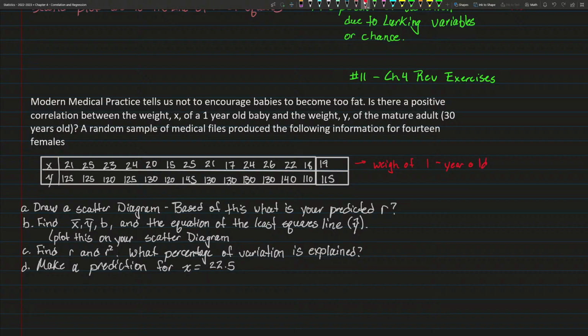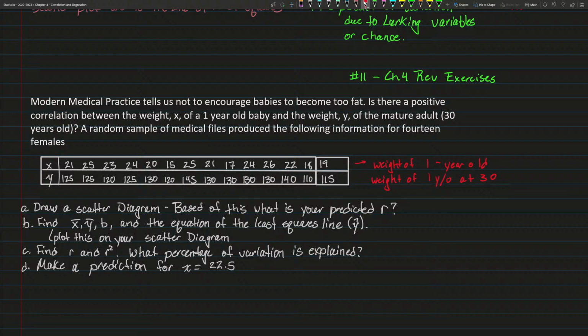And then Y is going to be the weight of that person at 30. Okay, and we get these data points. And what I'm going to be asking you are the following. So first, draw a scatter diagram, and based off of that, what is going to be the predicted R that you would think is going to happen?